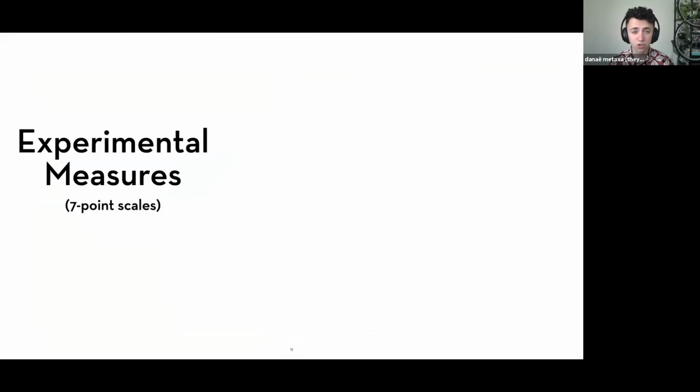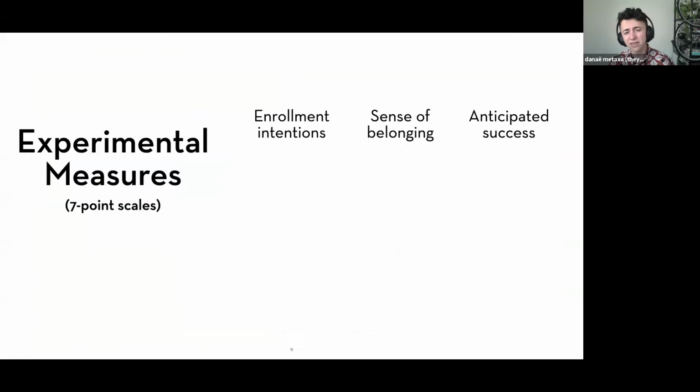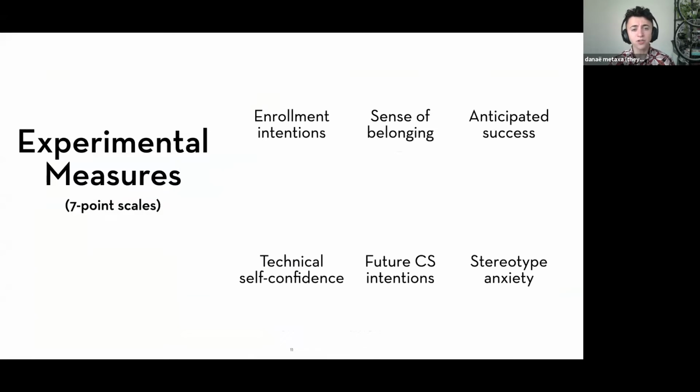After interacting with one of these two websites assigned at random, I had participants answer questions on this 7-point Likert scale about a range of measures that included whether they would want to take the course, whether they expected they would feel comfortable in it, how well they expected they would do, but also measures that were beyond the scope of the course. So whether they felt confident in their technical abilities, whether they even wanted to study computer science, and whether they felt they would be judged according to gender stereotypes in the discipline.